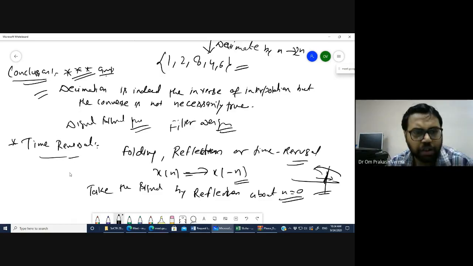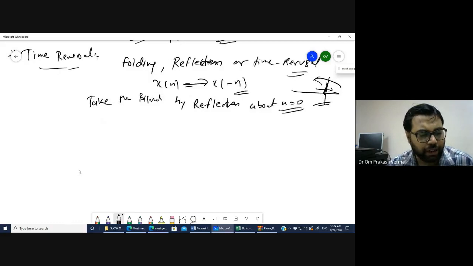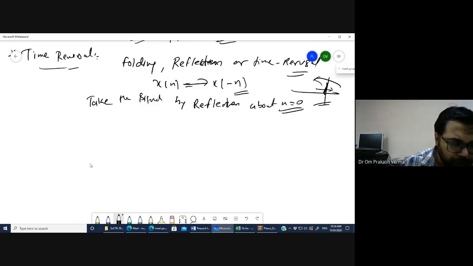We have already seen some examples of the combination of signals. So I'm just giving one, and try to solve it by yourself. Let's say x of n is given; this is the homework for you.